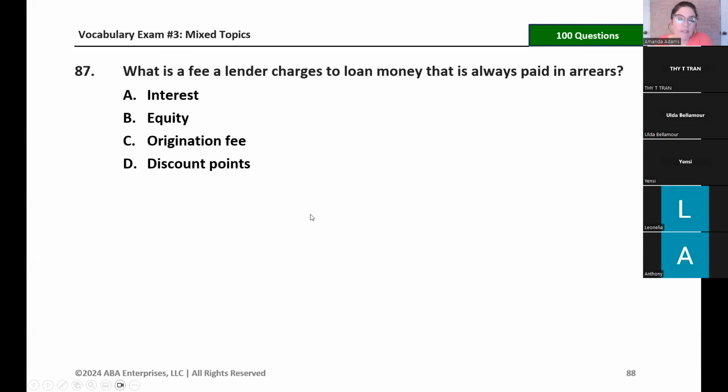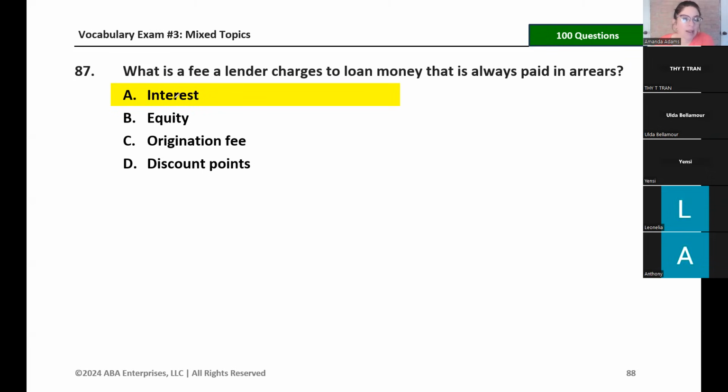87. What is a fee a lender charges to loan money that is always paid in arrears? That is called A, interest. That's interest. Okay.